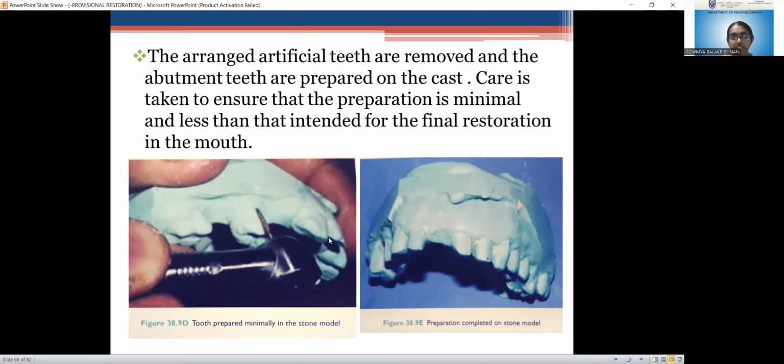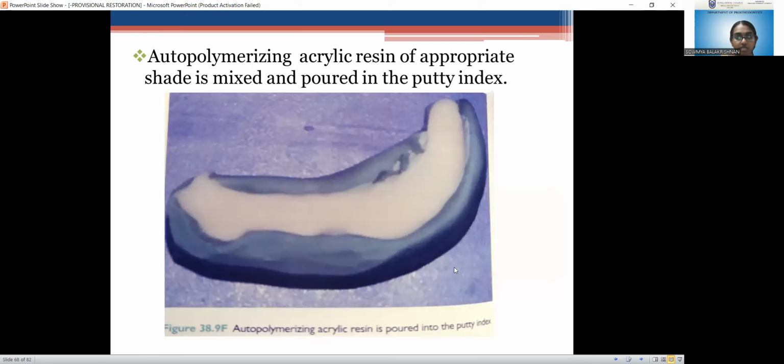So here we are arbitrarily preparing these abutment teeth. Make sure that the preparation is minimal compared to what is intended for the final restoration. If you are planning for a final restoration, then always make sure that you are doing only a minimal preparation on this cast than is intended for the final restoration. So this is how you complete the preparation on the stone model.